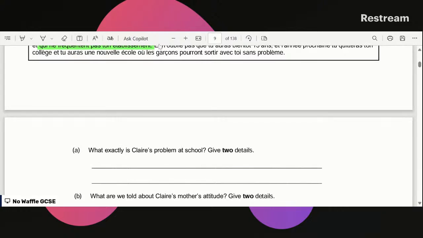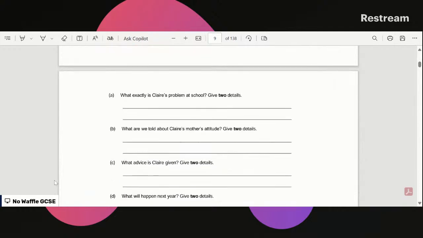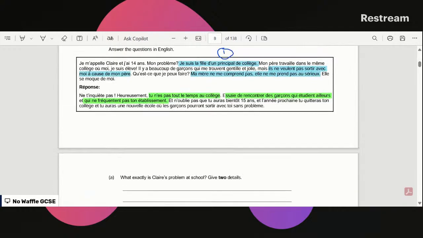Okay, continuing on. We spoke about this. What are we told about Claire's mother's attitude? We answered that. What advice is Claire given? We spoke about that. So this exercise is done, I think. Or, what will happen next year?